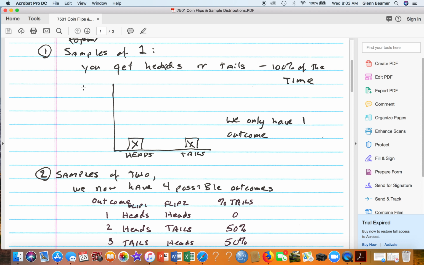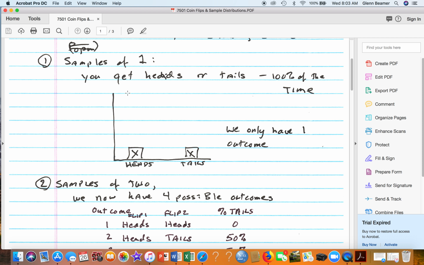when you only flip one, in a fair coin we would expect to get half heads and half tails. It's a 50-50 proposition, and that's what this is demonstrating right here. This very nice 50-50 proposition.